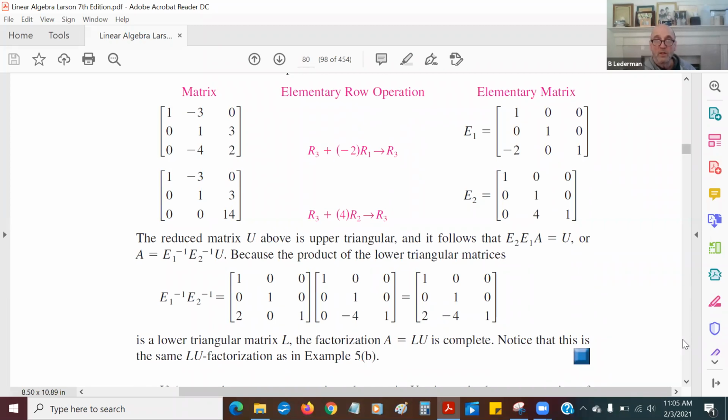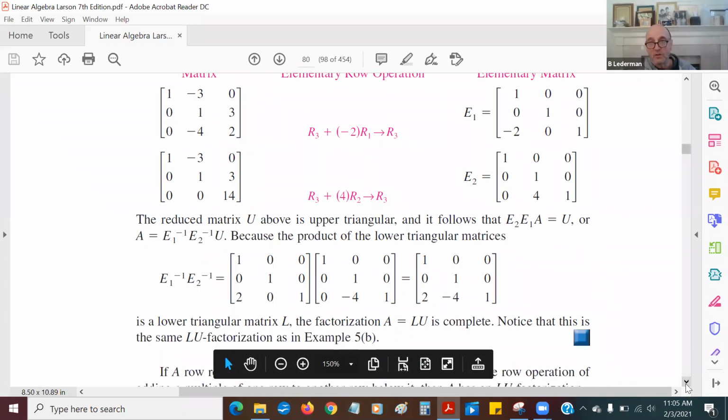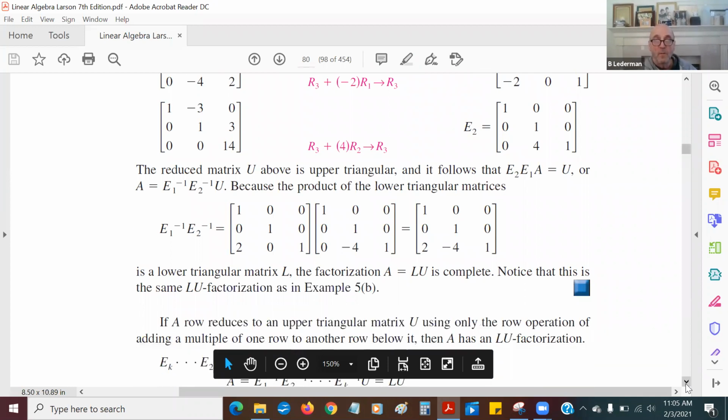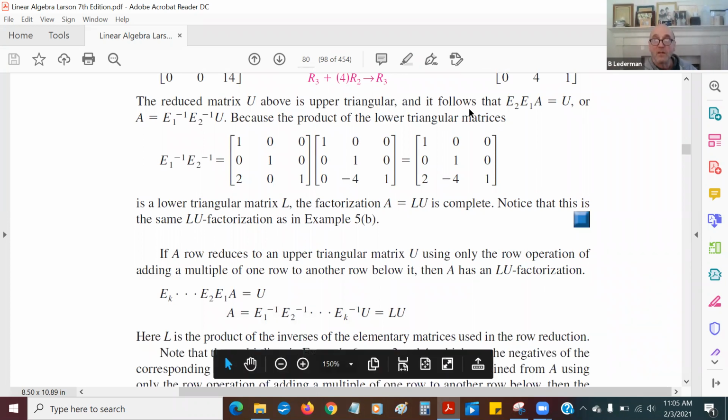Now, we're going to use this to our great advantage. And that's what it says here. Notice that this is the same LU factorization from 5b, which is what I just showed you on the snippet. Okay, now, let's look at this right here.